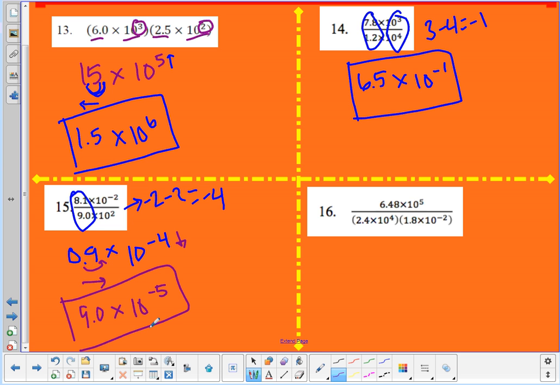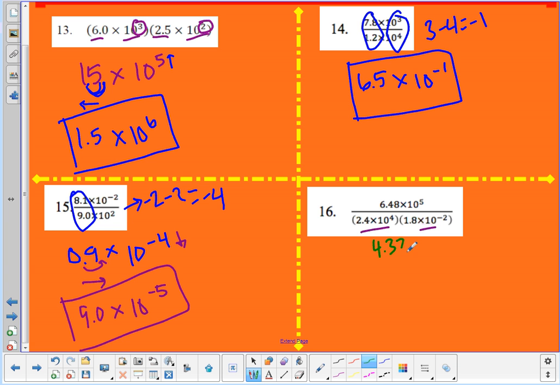And last one, number 16, 6.48 times 10 to the 5th, divided by two things on the bottom that are being multiplied. Now we know that fraction bar is kind of like a grouping symbol. It separates top from bottom. So I have to take care of this bottom first. I'm going to multiply those things together. The 6.48 times 10 to the 5th, I'm just going to leave alone on the top. If I multiply the bottom, 2.4 times 1.8 is 4.32.